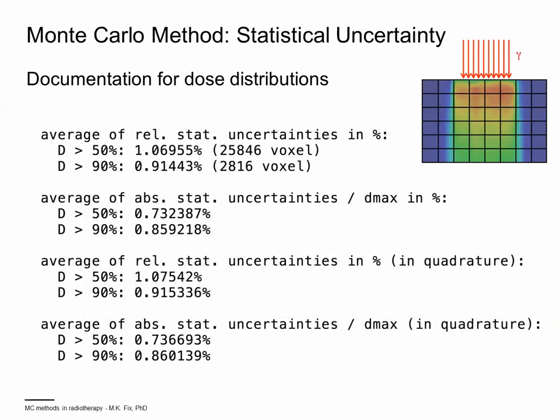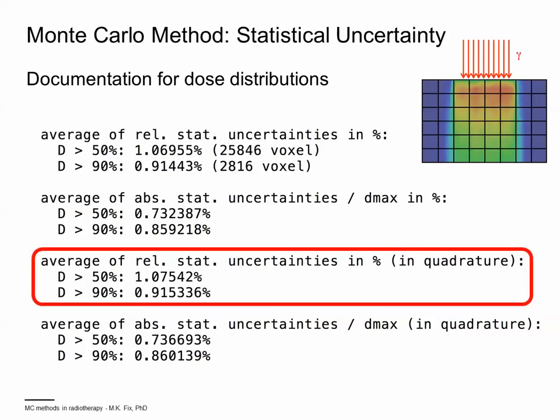One example comparing these approaches is shown here, using an x value of 50 and 90. The numbers are slightly different for the different approaches and are lower when the absolute standard deviation relative to the maximum dose is used. The most conservative method averages the relative standard deviations in quadrature.